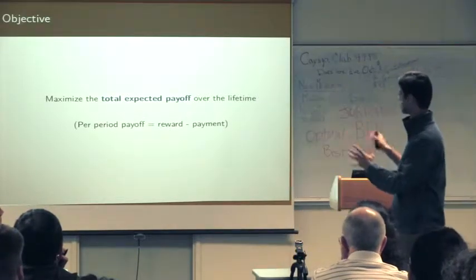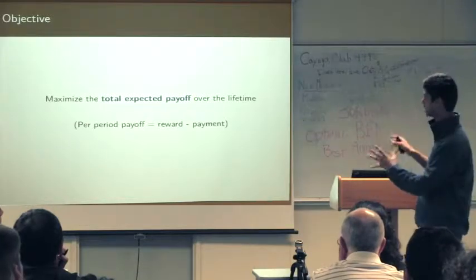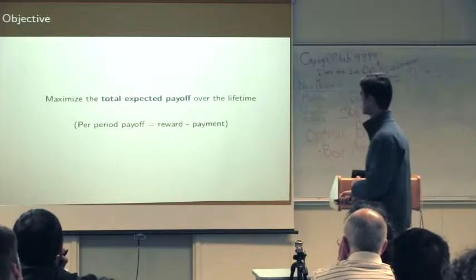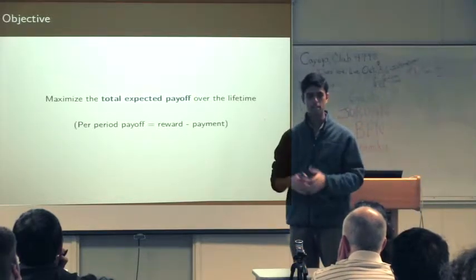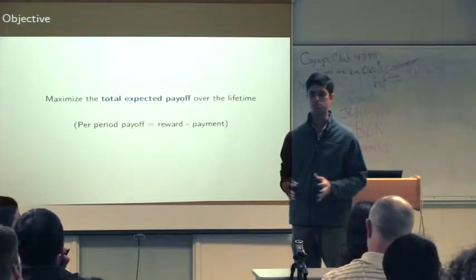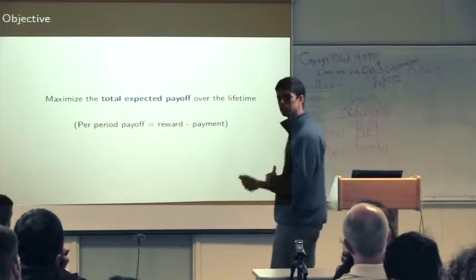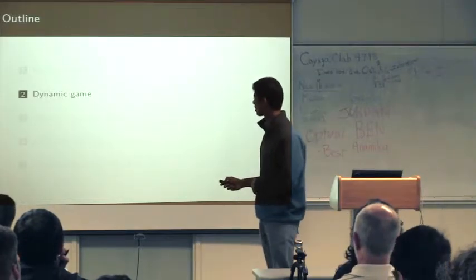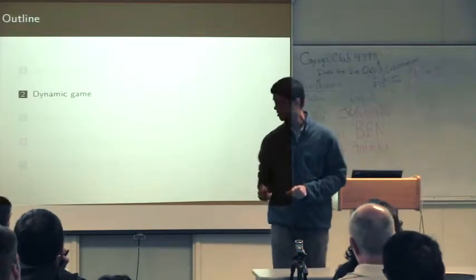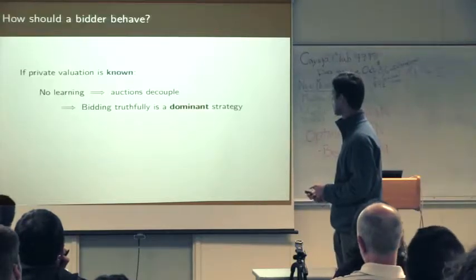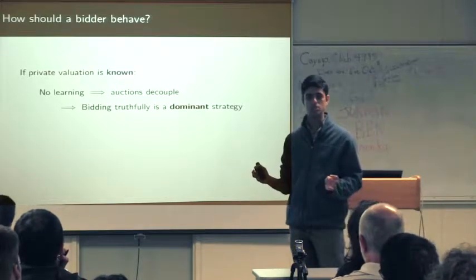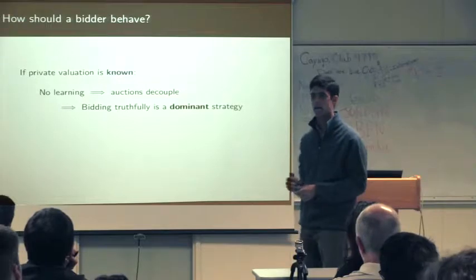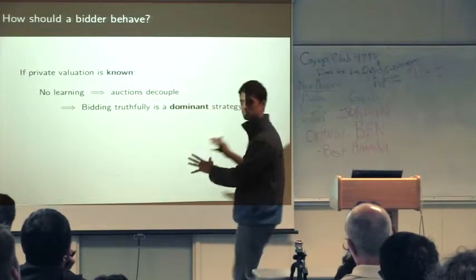Now, specifying all this, what we obtain is a dynamic game among the agents in the market, and you need to analyze how they would behave. But before I do that, let me talk about a simple scenario: what would happen if the private valuation is known to each agent. If the private valuation is known, then there is no learning going on.